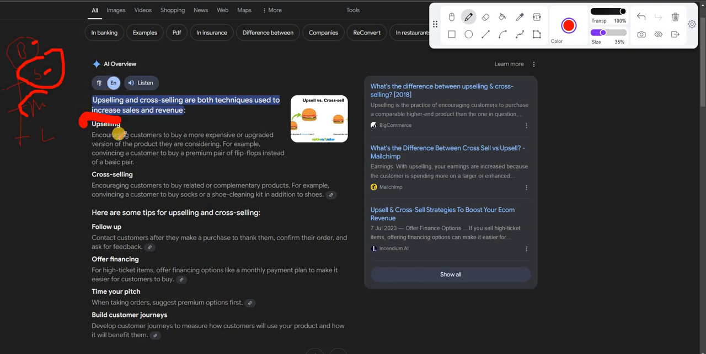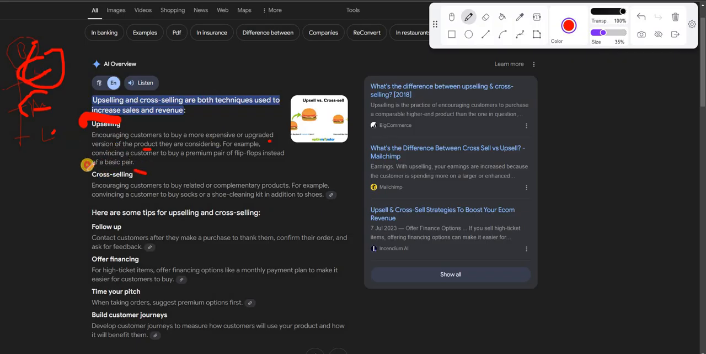By the same definition, upselling is encouraging customers to buy a more expensive or upgraded version of the product. Instead of selling the small, we have to sell the upgraded version. It can be medium or large. This can be shown at the time of checkout. Otherwise, we can show this information on the product information page, or in the product follow-up email.